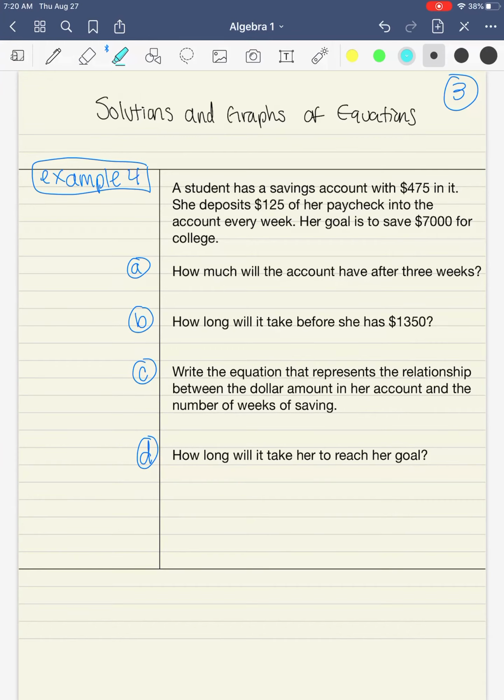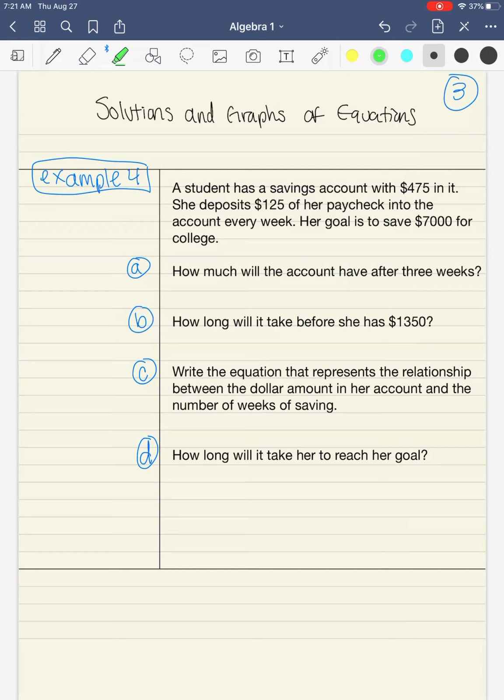All right, solutions and graphs of equations. Still lesson 3, example 4. A student has a savings account with $475 in it. She deposits $125 of her paycheck into the account every week. Well then, she's got a pretty solid paycheck, I'll say that.